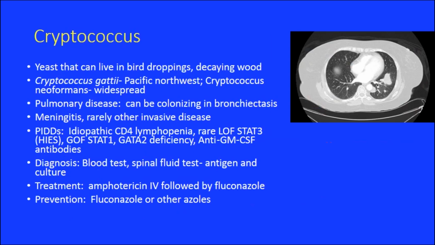This was the other yeast that I showed a picture from a couple slides ago. So Cryptococcus is a yeast. It can live in bird droppings, decaying wood, and there's a couple different species. The most common one is called Cryptococcus neoformans, which is very widespread and doesn't usually cause troubles for people that are otherwise healthy. And then there's Cryptococcus gattii, which is mostly in the Pacific Northwest in this country, so in Washington State and in Vancouver areas.